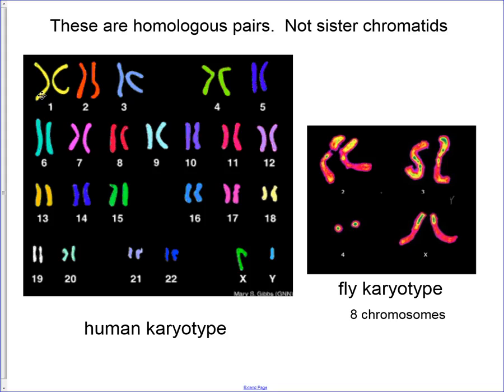By the way, this is just a picture of a human karyotype. A karyotype is a picture of all of your chromosomes laid out. So here's a fly karyotype. Notice that they only have 8 chromosomes, whereas a human has 46.